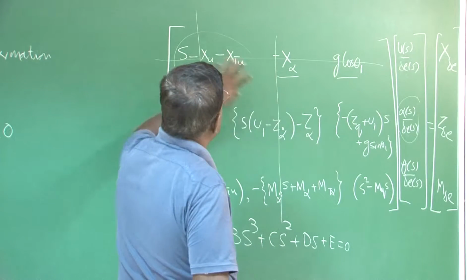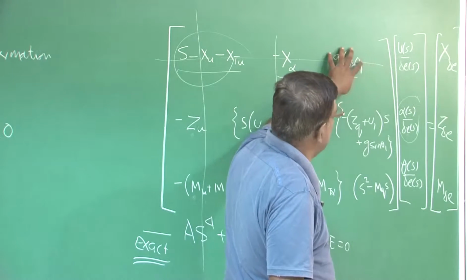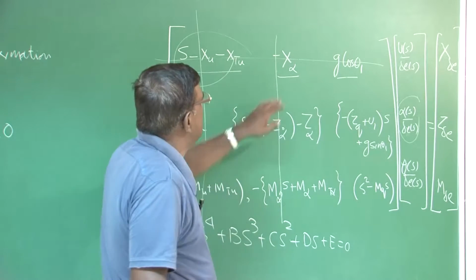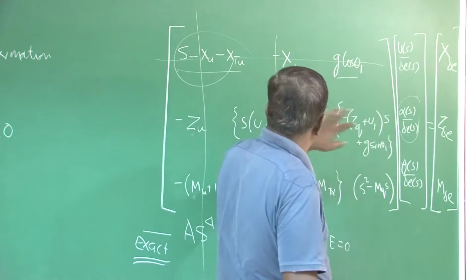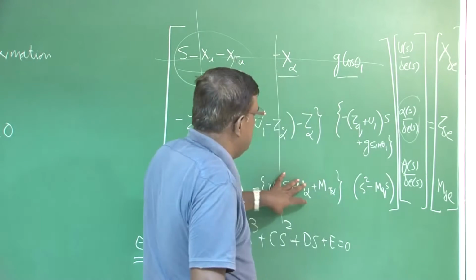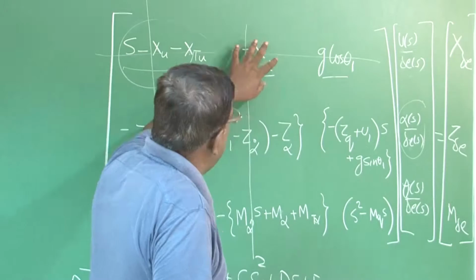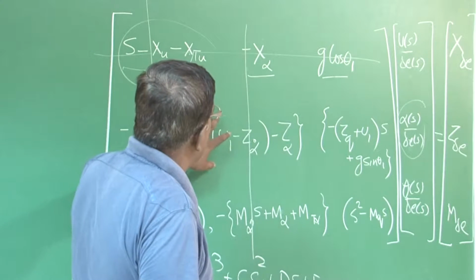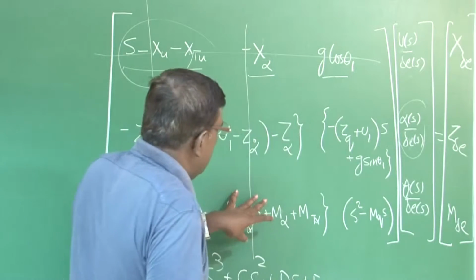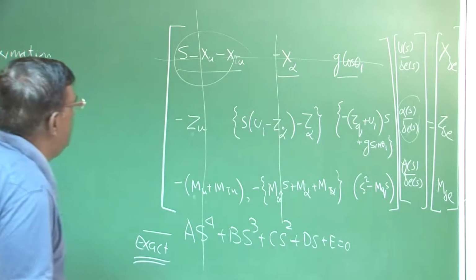If I open this matrix, this will be this term into this term, plus this term into this term, plus this term into this term, right. Now, since alpha perturbed is 0, X alpha into alpha of S, S U1 minus Z alpha dot minus Z alpha into alpha of S, then again M alpha dot into S plus M alpha into alpha of S, this will vanish. So, I am dropping this.